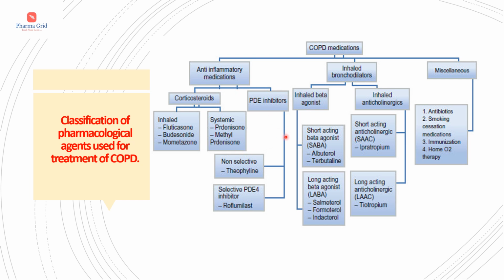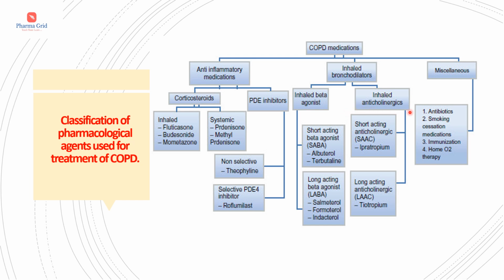Phosphodiesterase inhibitors can be further divided into non-selective and selective phosphodiesterase inhibitors. A non-selective phosphodiesterase inhibitor example is theophylline, and a selective phosphodiesterase 4 inhibitor is roflumilast. The next category is inhaled bronchodilators, which can be divided into inhaled beta-2 agonists and inhaled anticholinergics. Under inhaled beta-2 agonists, short-acting beta-2 agonists include salbutamol and terbutaline, and long-acting beta-2 agonists include salmeterol, formoterol, and indacaterol.